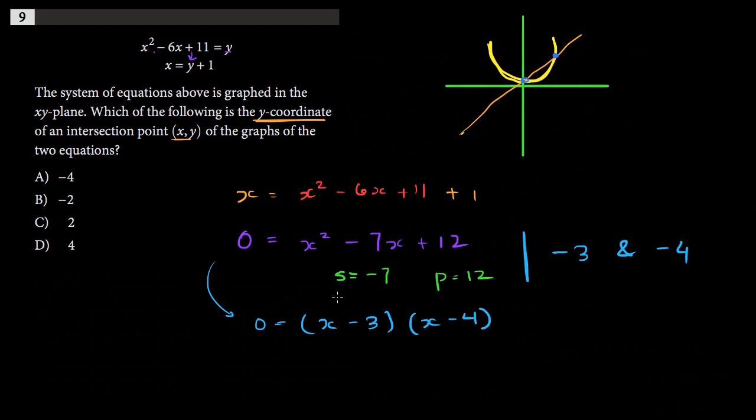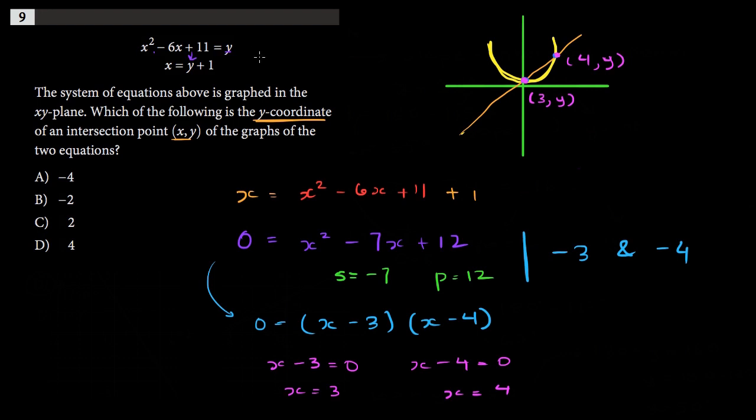To solve for the x's, each of these factors has to equal 0. So x minus 3 equals 0, and so x equals 3. And x minus 4 equals 0, so x equals 4. Obviously this drawing is not to scale, but the points are going to be 3 comma y and 4 comma y, something like that. That's the x-coordinates so far.